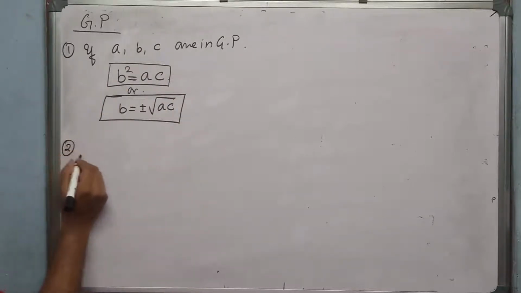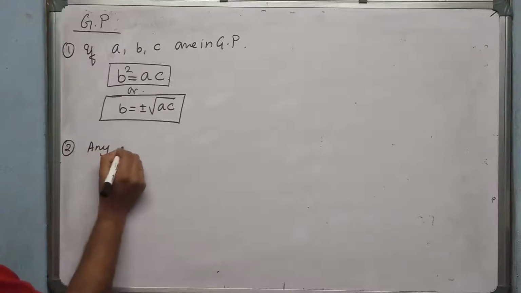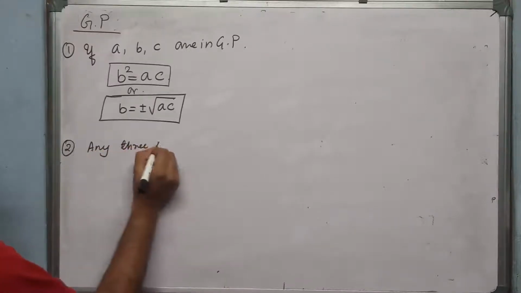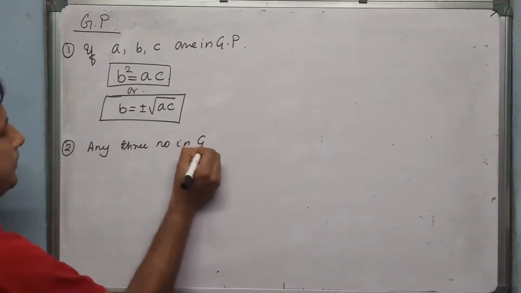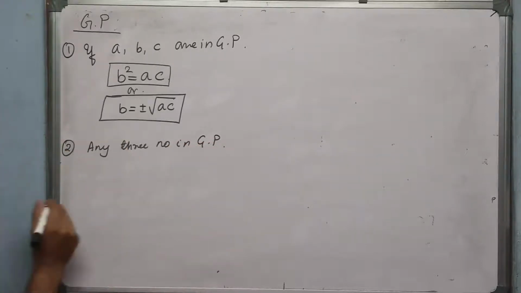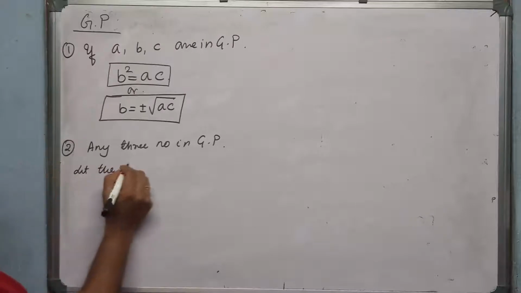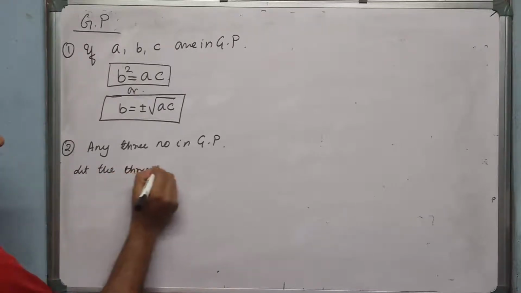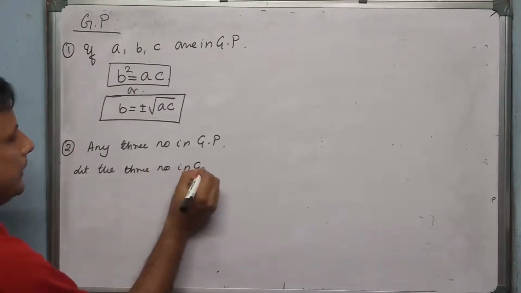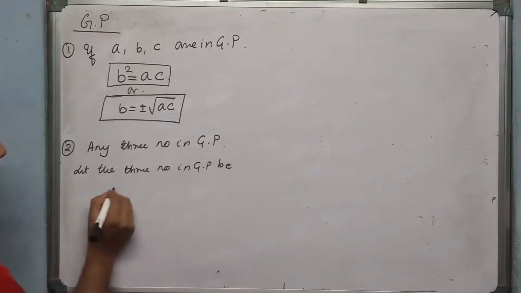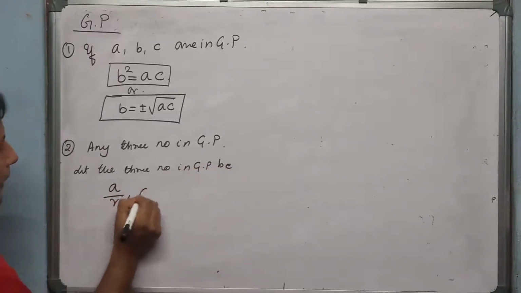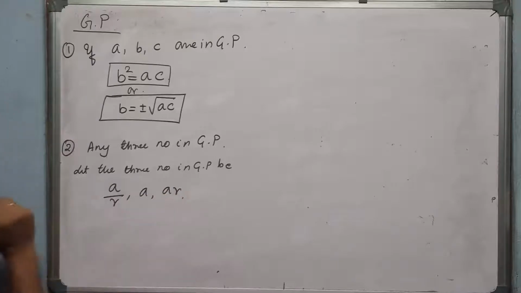Number 2, any three numbers in GP. Let the three numbers in GP be A by R, A, AR. These two conditions you have to remember from the properties of GP.